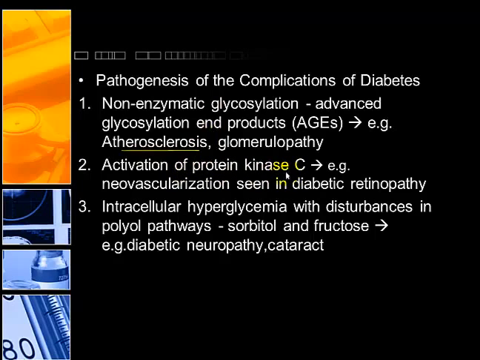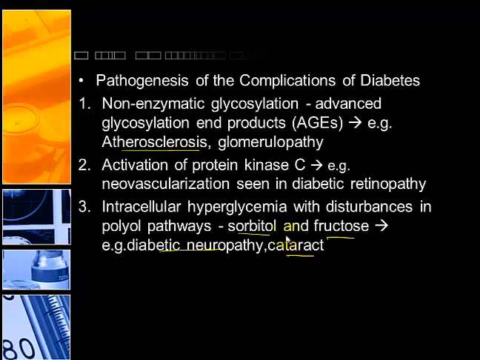Activation of protein kinase C, as we have discussed, is going to cause neovascularization by production of all the growth factors, VEGF, endothelin and all. They are going to cause neovascularization, which will also be seen in cases of diabetic retinopathy. Intracellular hyperglycemia with disturbance in polyol pathways is going to accumulate sorbitol and fructose and may lead to diabetic neuropathy and cataract.